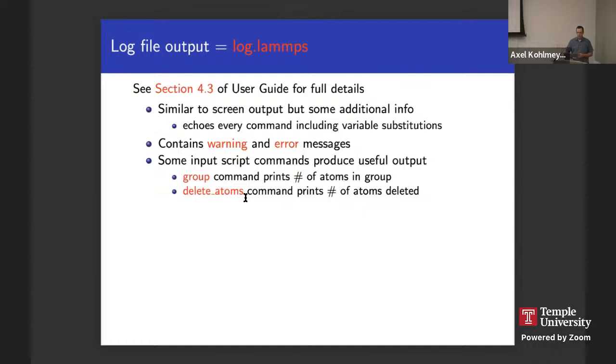Okay, and then the output goes to the log.lammps file. It's similar to the screen output, to standard out, but there's also some additional info. So the log file will actually echo every command, including variable substitutions, which is useful for debugging. It contains warning and error messages that are important to look at. And then some commands will actually output useful things like the group command prints the number of atoms in the group to the log file, and the delete_atoms command prints how many atoms were deleted.